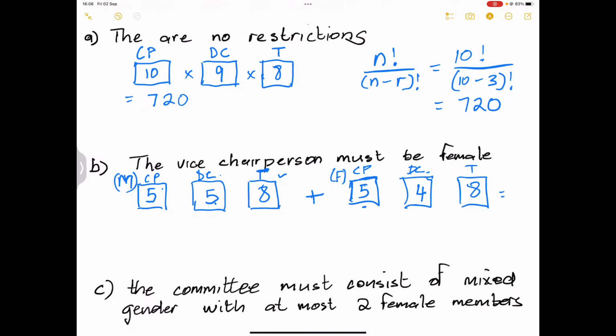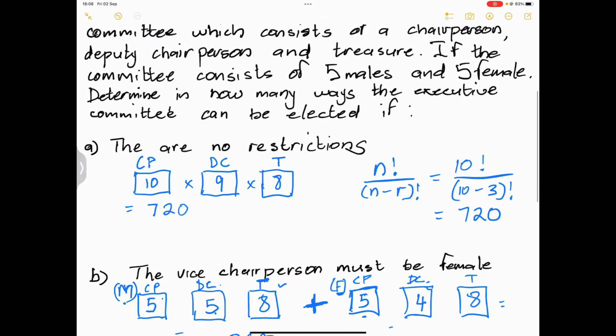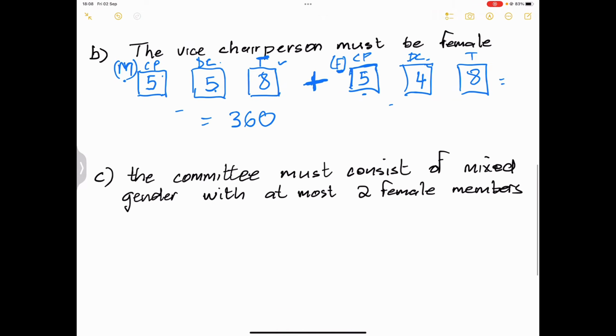Now remember, in this case our choice was dependent. If we selected a chairperson as a male, that was one possibility. If we chose the chairperson as a female, that was the other possibility, and that's why we said or. And remember, once we say or, we just simply add, and we said the total number would be 360. I hope that makes sense, ladies and gents.